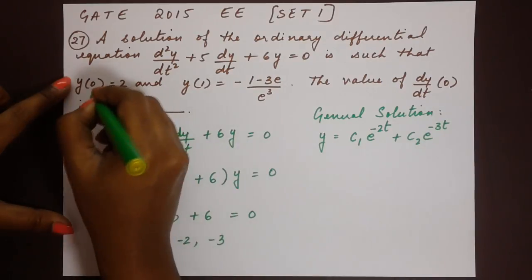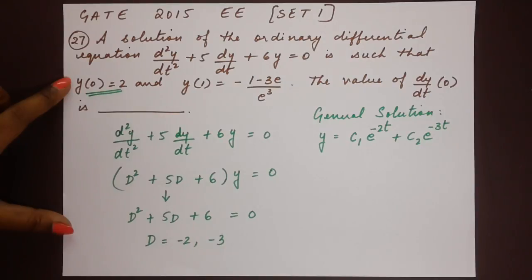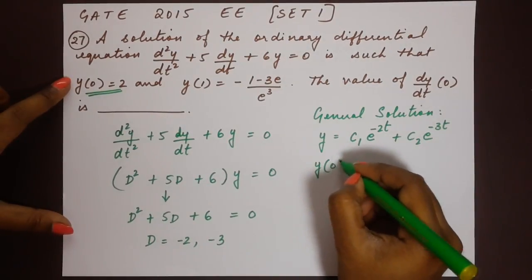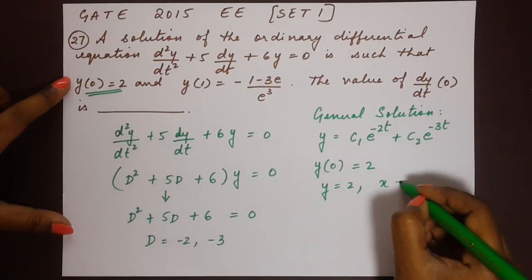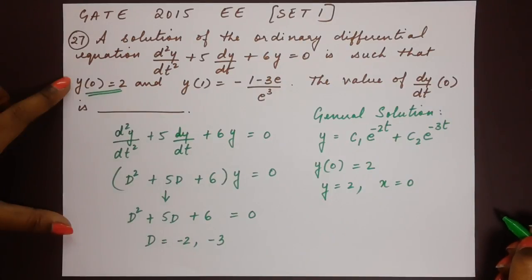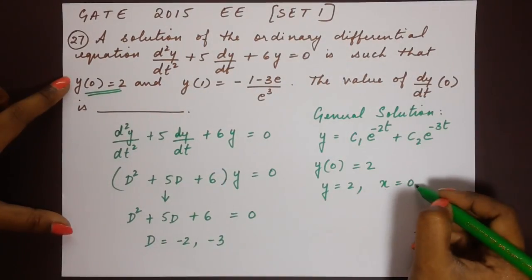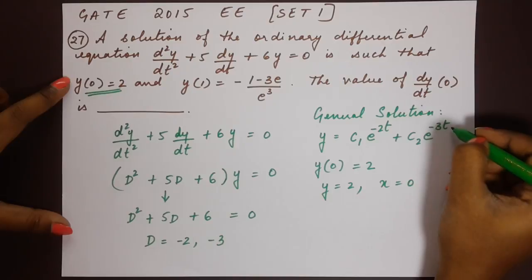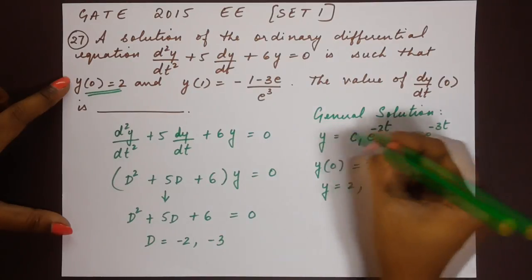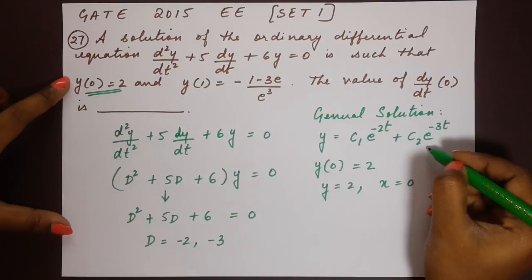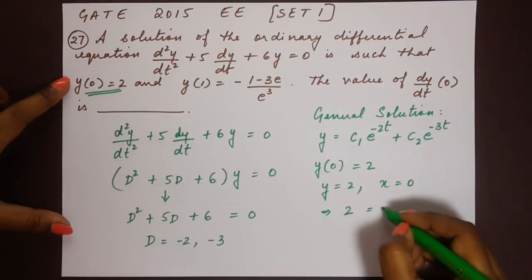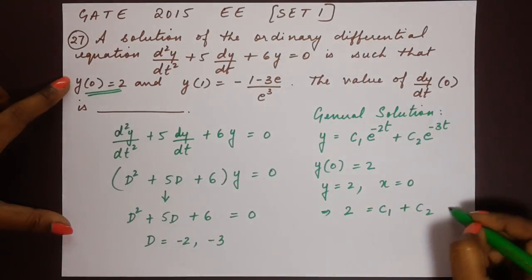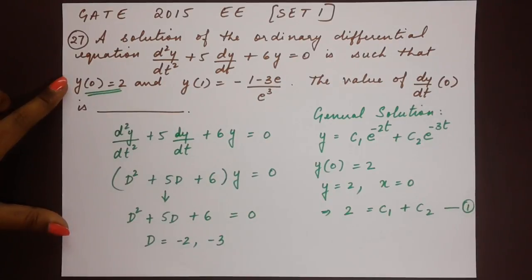Now let's take the initial condition given to us. Y of 0 is equal to 2. So if y of 0 is equal to 2, that means y is equal to 2 and t is equal to 0. So let's substitute these two values into the equation here. If we substitute these two and solve, we'll get an equation in terms of c1 and c2. So the first equation we get is 2 is equal to c1 plus c2. Let's call this equation 1.